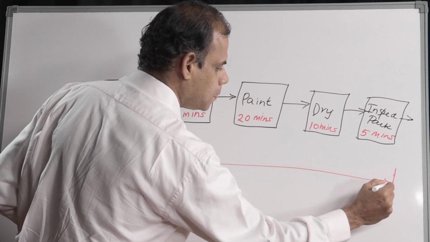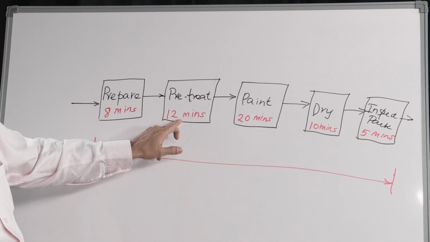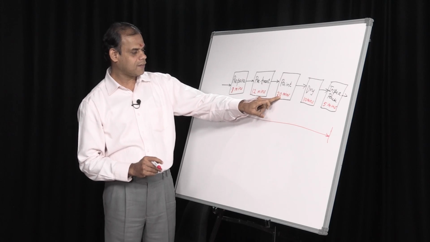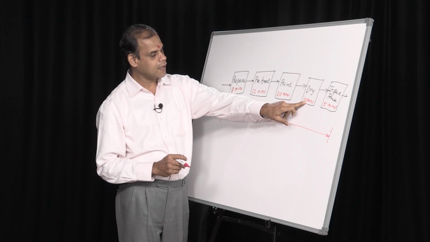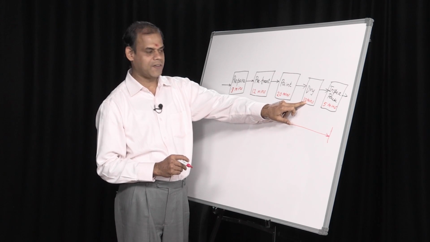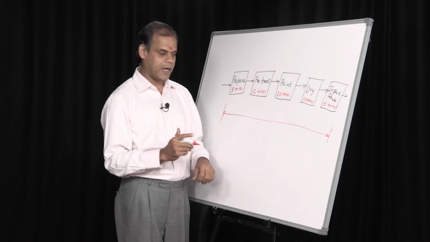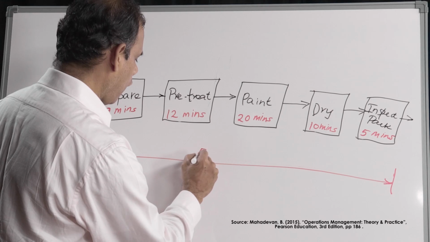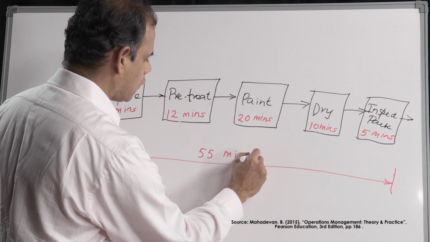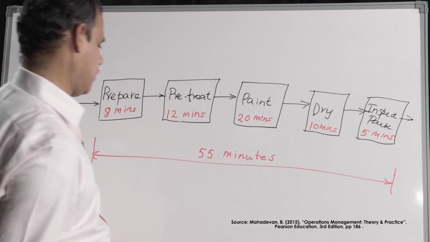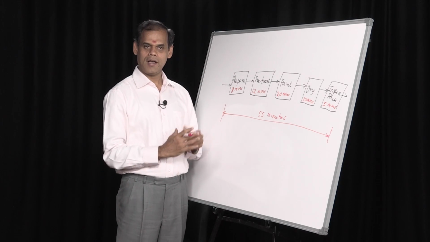total time. So, 8 minutes plus another 12 minutes, which makes it 20, painting is another 20 minutes, 20 plus 20 is 40, and drying is another 10 minutes, which makes it 50, and finally, inspection and packing takes 5 more minutes. So, in all, this process from beginning to end takes about 55 minutes. So, that is what we notice given these details about the process.